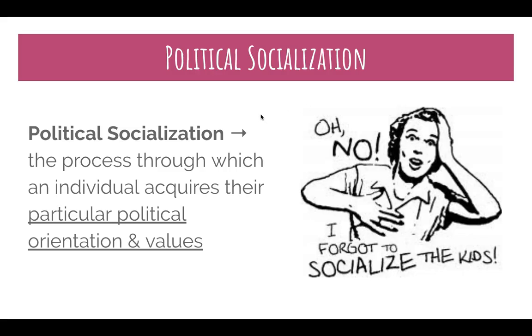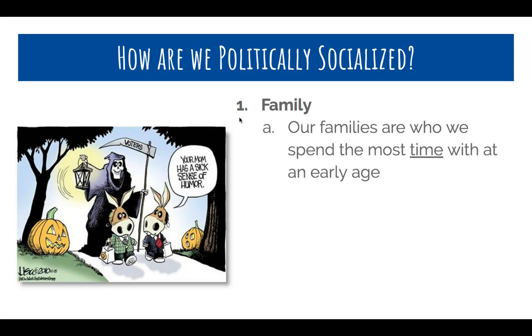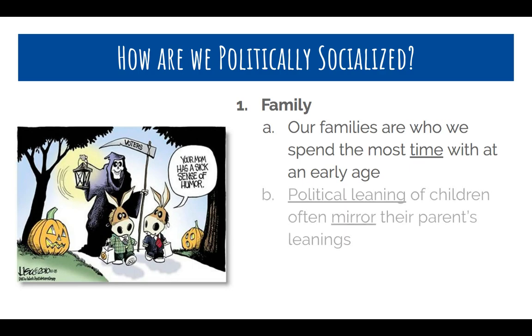So there are a couple of trends that influence how we are socialized politically. And the very first is family. This is the most important form of political socialization. And this should not be surprising because our families are who we spend the most time with at an early age. We are surrounded by individuals, so it makes sense that their values and their beliefs and their political orientations rub off on us in some way, shape, or form, right?